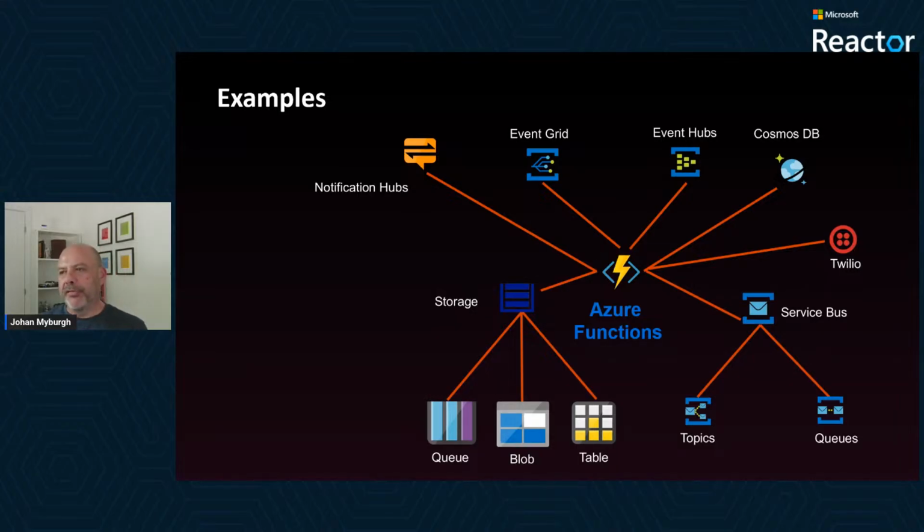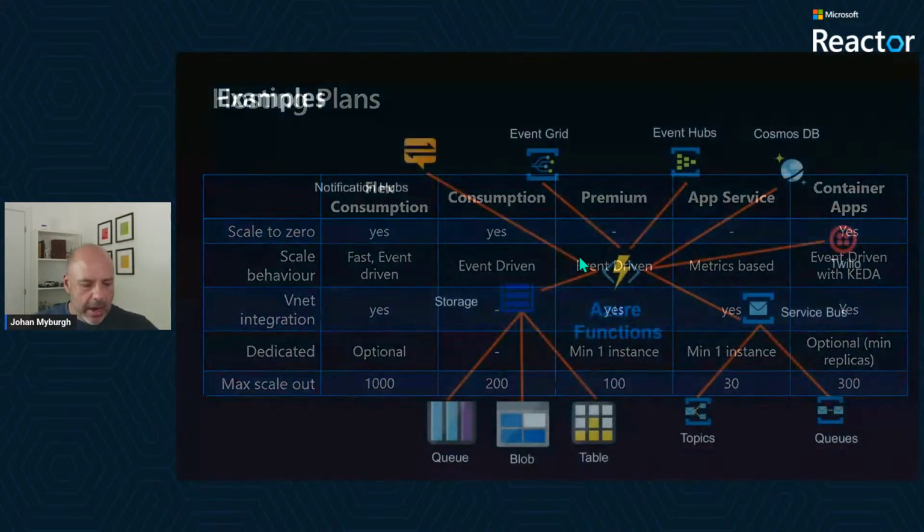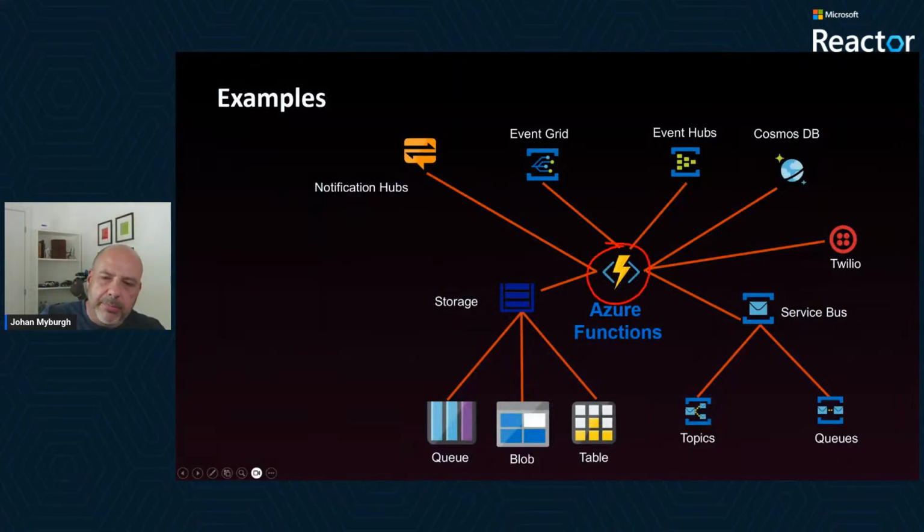I'll give you an example of this in a few minutes. But here you can see I've got an Azure function in the middle. And what might happen is when there's a new document on a Cosmos DB database, that might trigger my function. And that function might write some information out to a storage account.